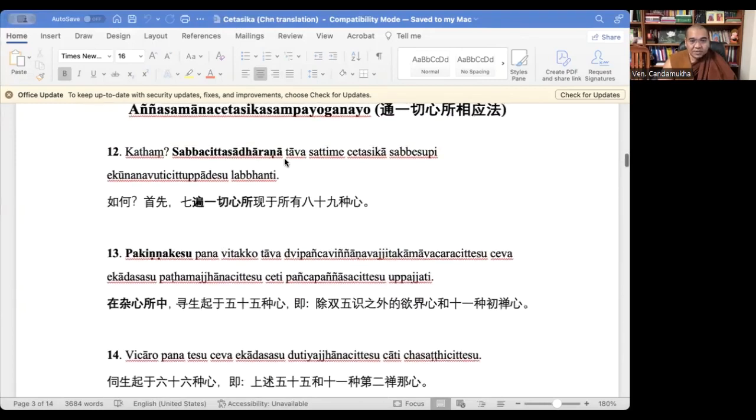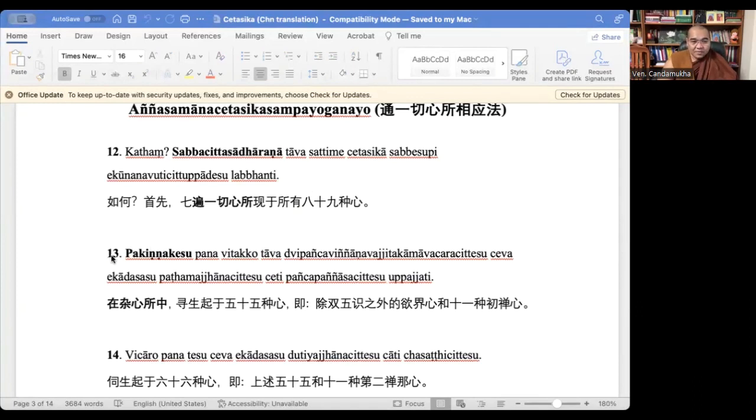Sabbacitta Sadharana Satta Cetasika. There are 89 Cittas, or 121 Cittas in detail. In all Cittas, the 7 universal mental concomitants are available. The 7 universal mental concomitants are associated with all types of consciousness. That is one Sambayoga Naya.